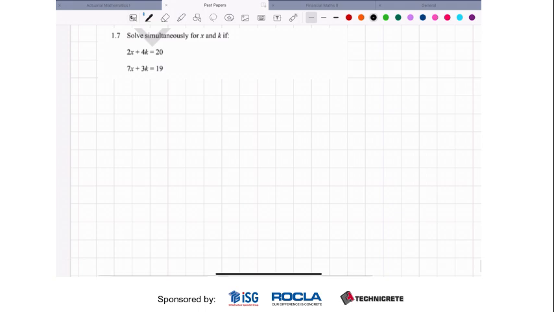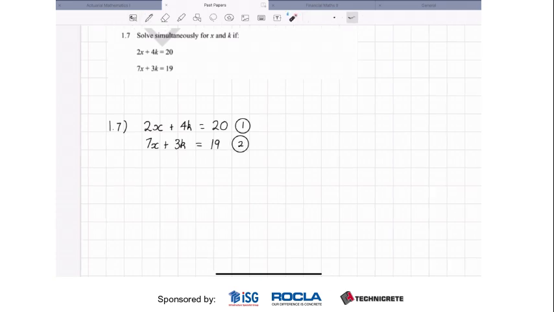And then the last part of question 1.7, we're asked to solve simultaneously for x and k, and we're given 2 equations for x and k. I'll call this one equation 1. And this is equation 2.